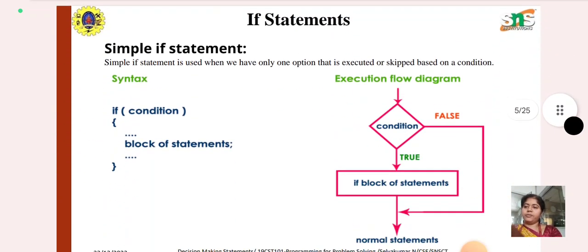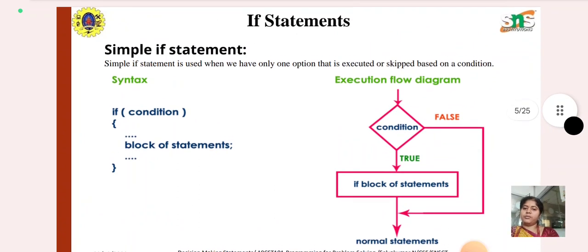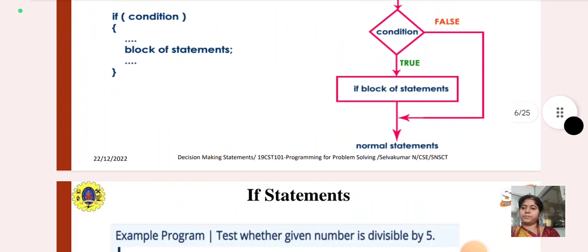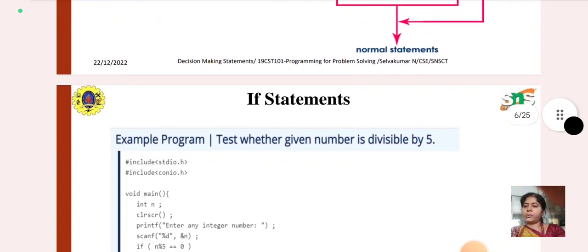Next, the if statement. It will check the condition. If it is true, it will execute the statement, else it will come out of the if. This is the syntax and flow chart for the if statement, and we will see an example program.